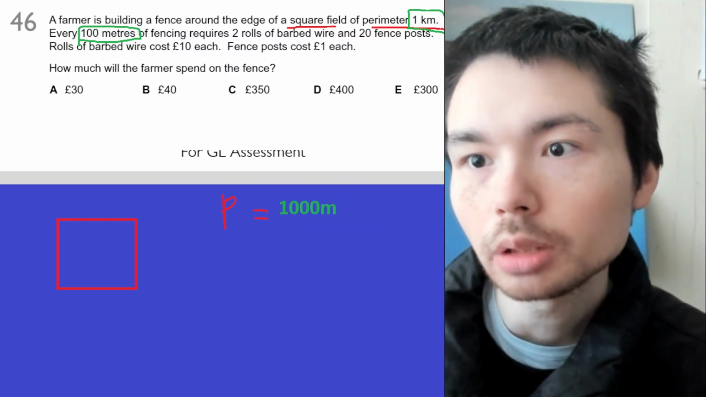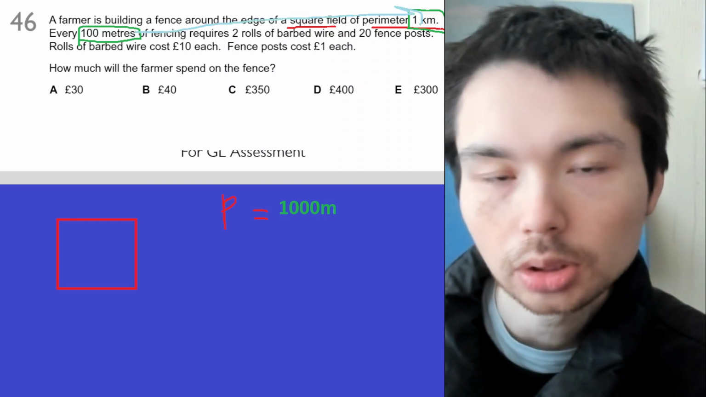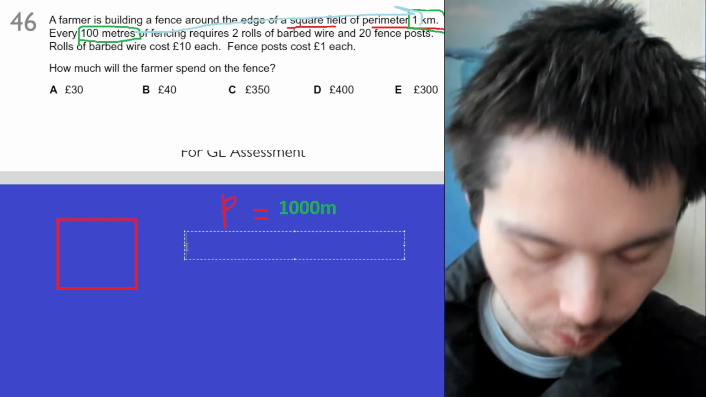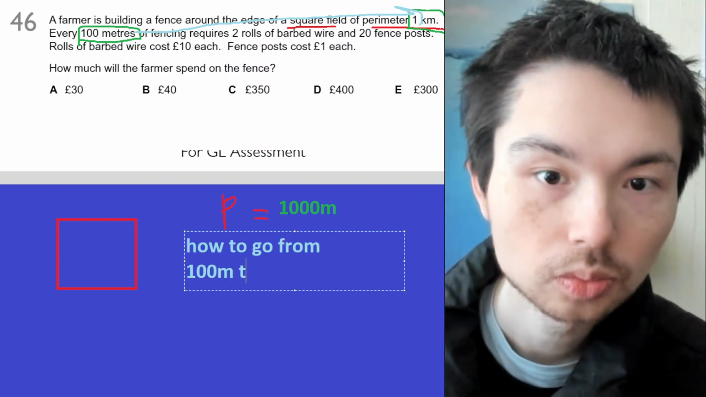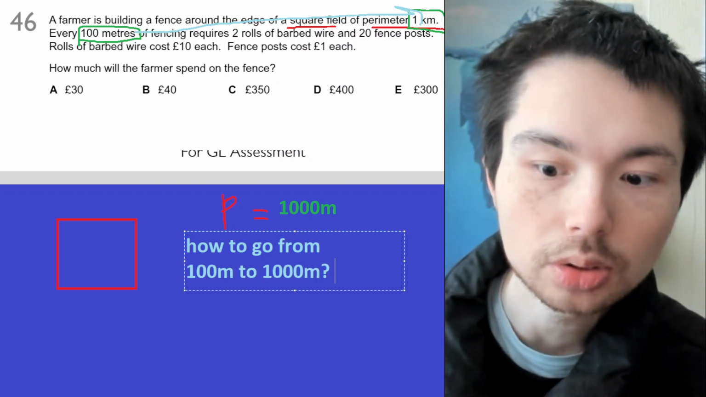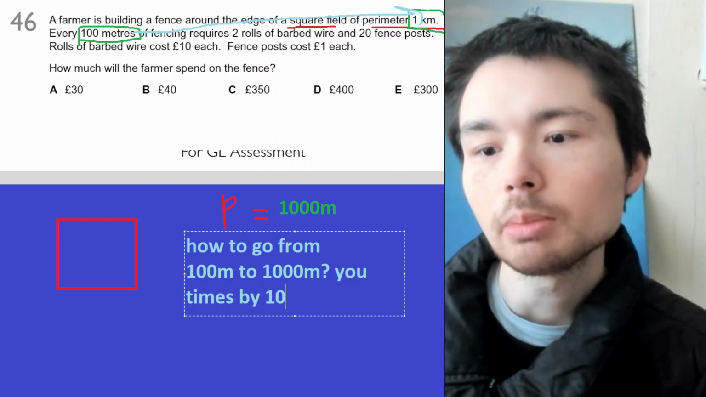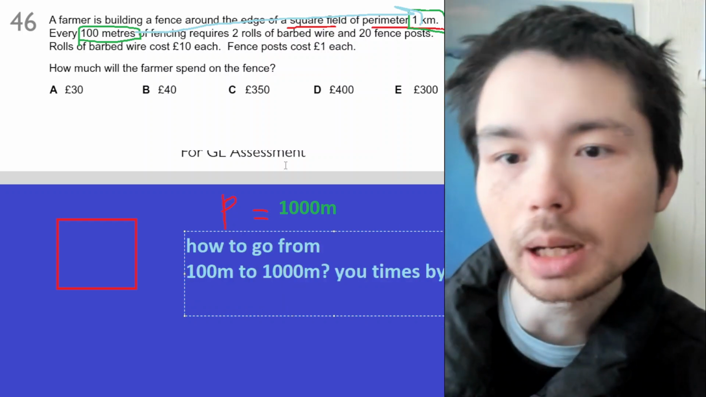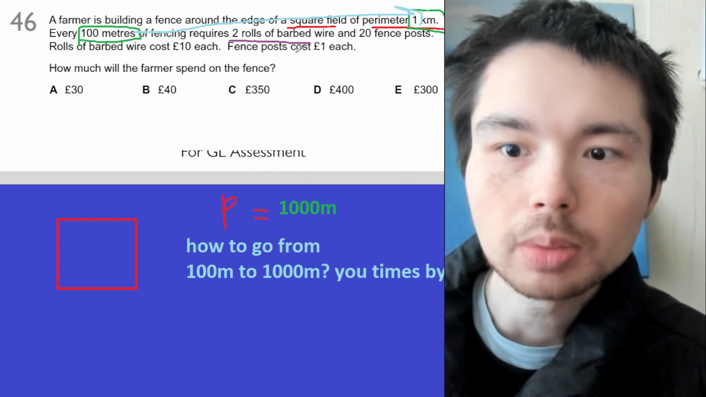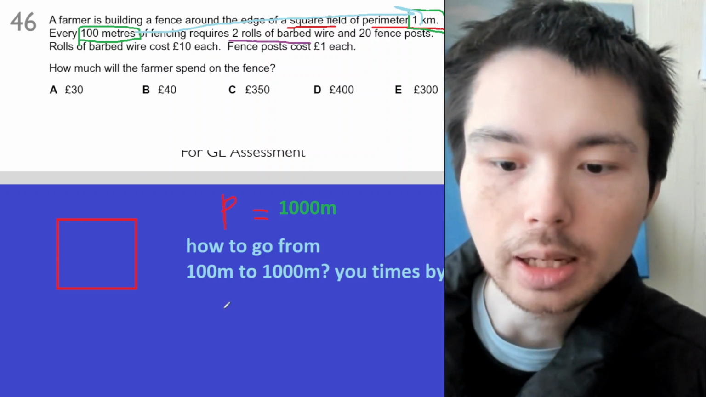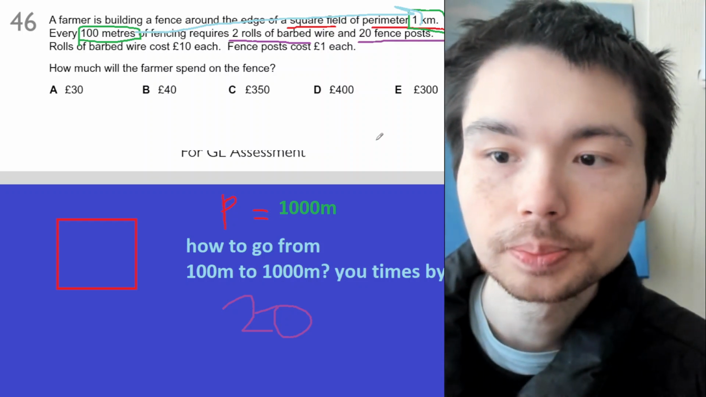Maths is about going from one number to another, how we go from 100 meters to 1,000 meters. You times by 10. So what does that mean? Every number you now see, you should times by 10. It requires 2 rolls of barbed wire, so that's 20 now. And 20 fence posts, that's 200.